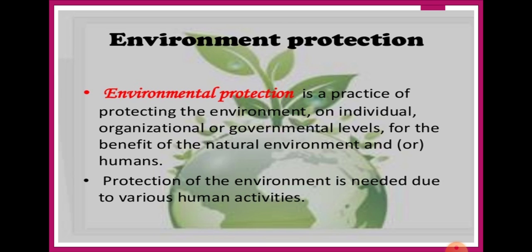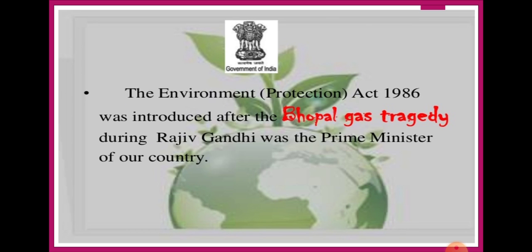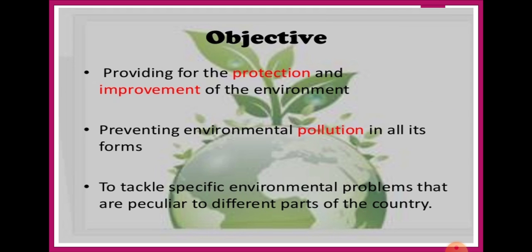Okay, why did this act come into power? This act empowers the central government to undertake all the measures. It is the responsibility of the central government to take all the steps to protect the environment. What is environment protection? It is a practice of protecting the environment on an individual basis, organizations should also work to protect the environment, and the government should also take various steps to protect the environment. Okay, now let us see the next one. The Environment Protection Act 1986 was introduced after the Bhopal gas tragedy, when Rajiv Gandhi was the Prime Minister of India. What are the objectives?